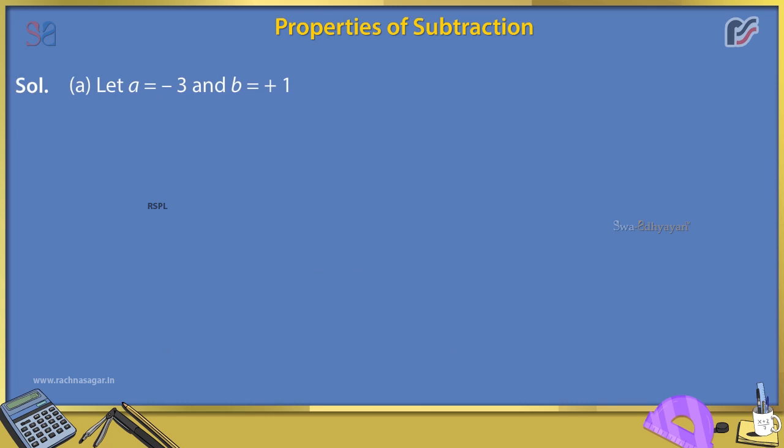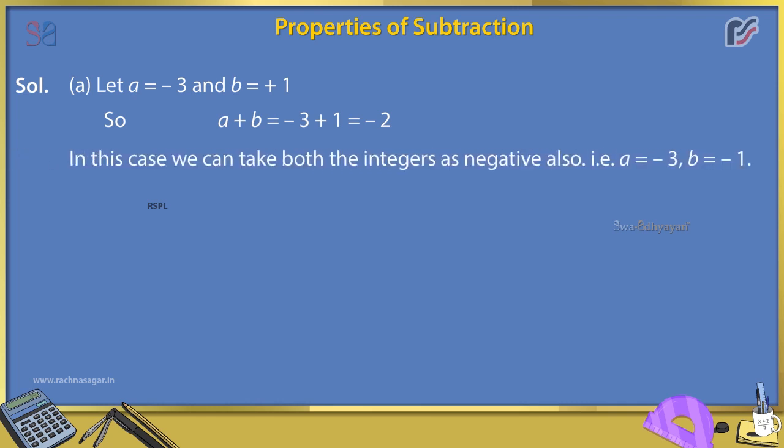Solution: A. Let a is equal to minus 3 and b is equal to plus 1. So, a plus b is equal to minus 3 plus 1, which is equal to minus 2. In this case, we can take both the integers as negative also. That is, a is equal to minus 3, b is equal to minus 1.